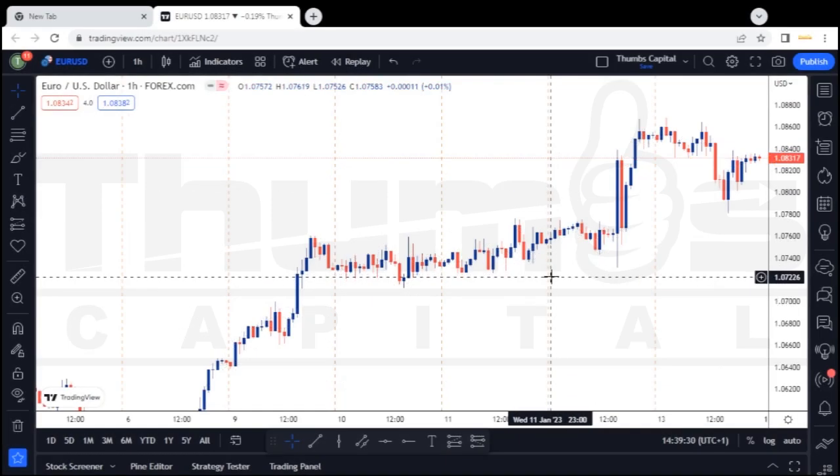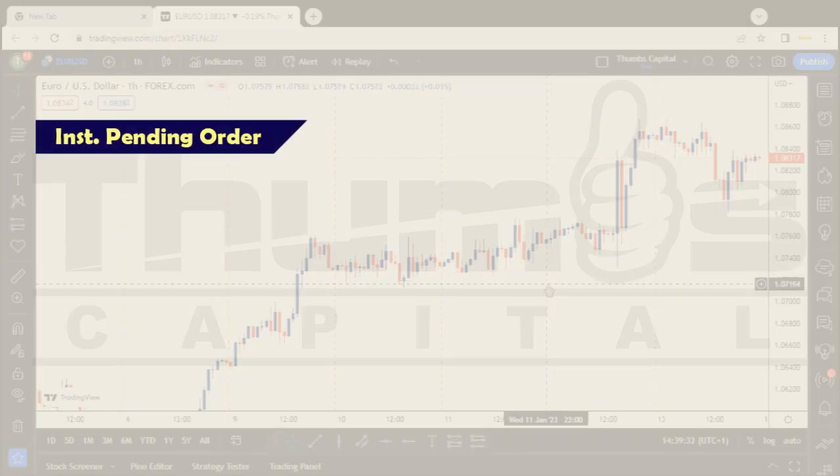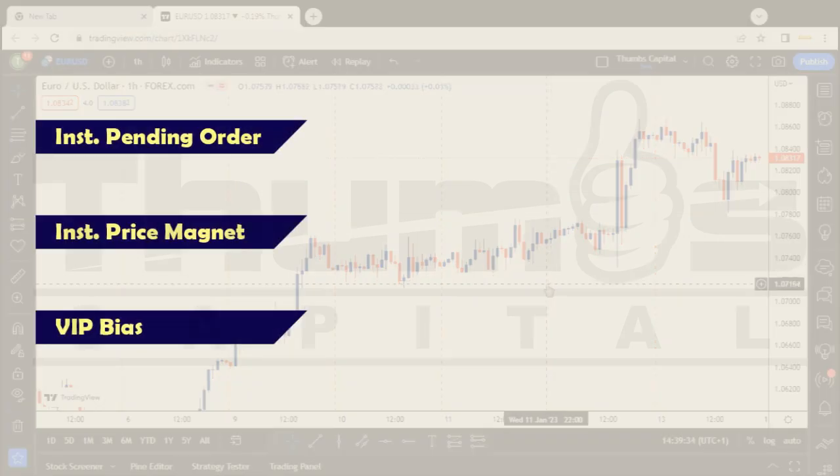The 3 data published are pending orders, price magnet, and VIP bias. These 3 information are very important to knowing what the institutions are doing at the moment and what they plan to do in the nearest future. The first 2 data are gotten directly from the institutional futures data feed, but the third one, which is the VIP bias, is derived from our analysis using price action, volume, and open interest.